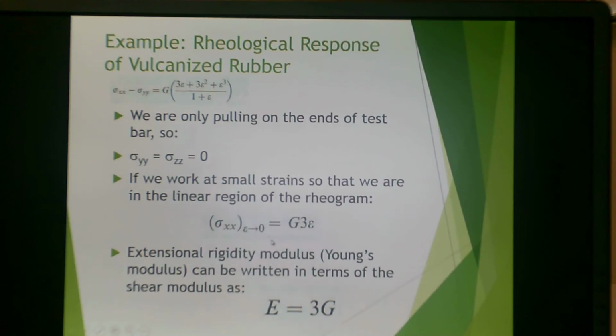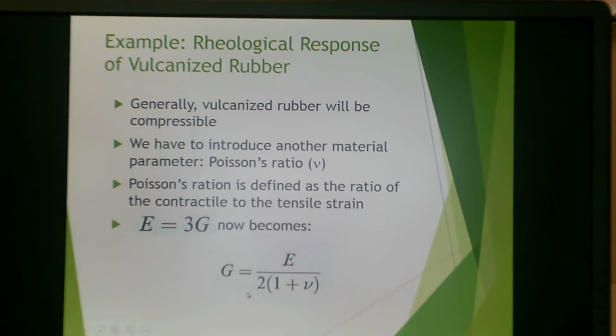So then, the extensional rigidity modulus, or in this case, Young's modulus, can be written in terms of the shear modulus. So, this relationship shown here. Generally, vulcanized rubber will be compressible, however, and remember we made the assumption that our material was incompressible. So then we have to introduce another material parameter, and this is Poisson's ratio. Poisson's ratio is defined as the ratio of the contractile to the tensile strain. So this relationship here then becomes this relationship, where Poisson's ratio is introduced.